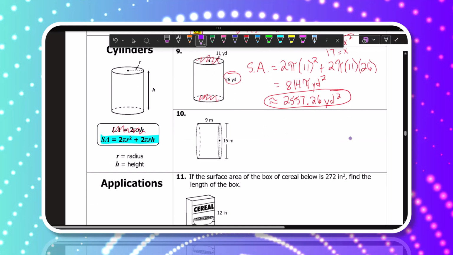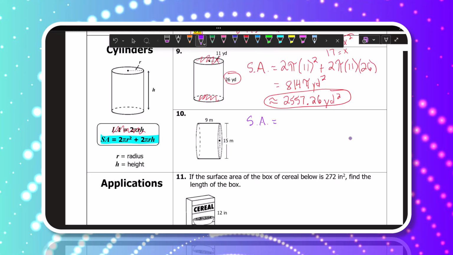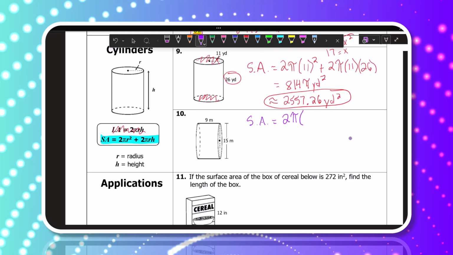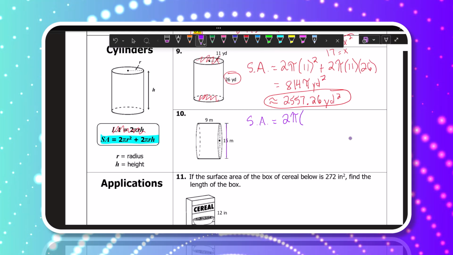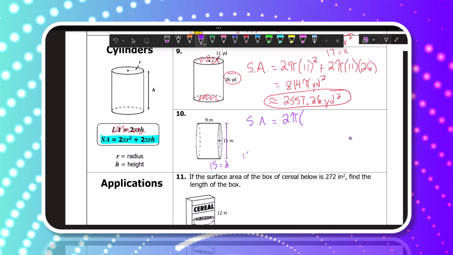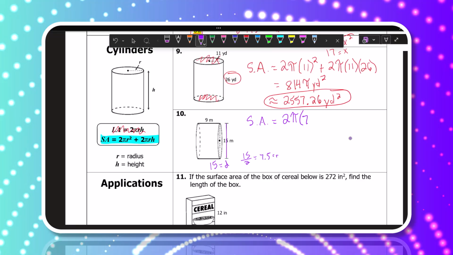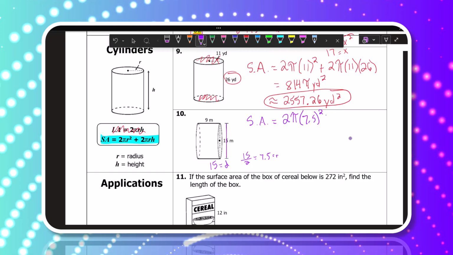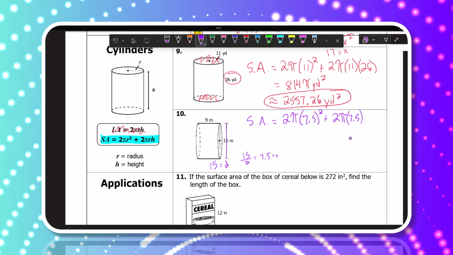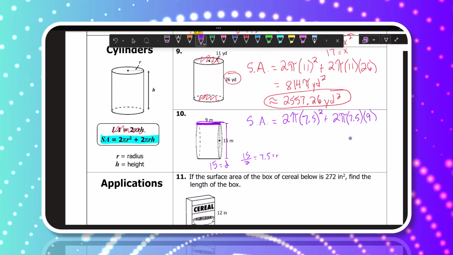Okay, we got another cylinder here. Surface area equals 2 times pi times our radius. Oh, but be careful, that 15 is not our radius. That 15 is our diameter. So we've got to cut it in half, and that will be our radius. 7.5 is our radius squared, plus 2 times pi times our radius again of 7.5, times our height, which connects the two circular bases, of 9.